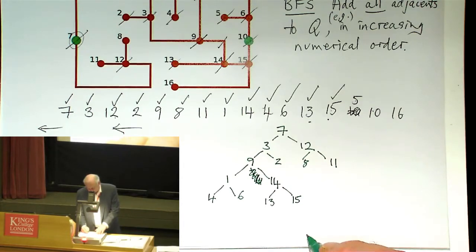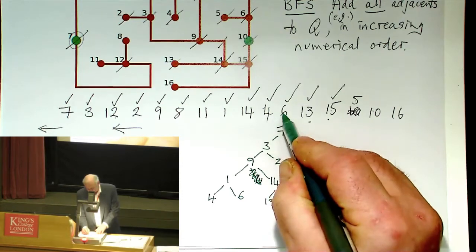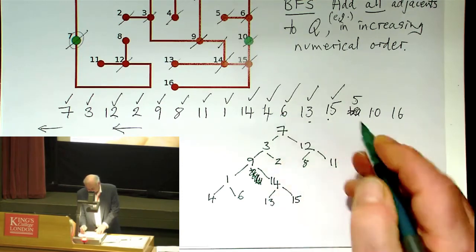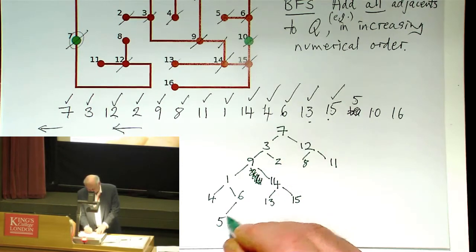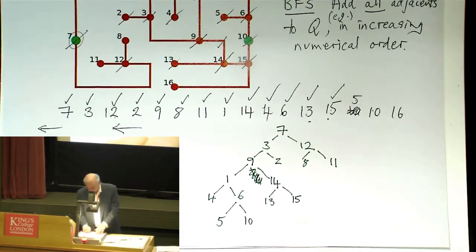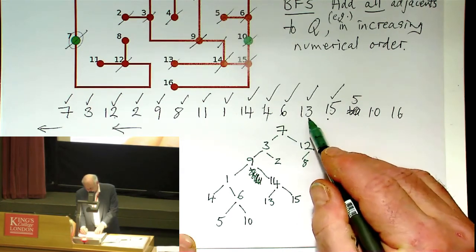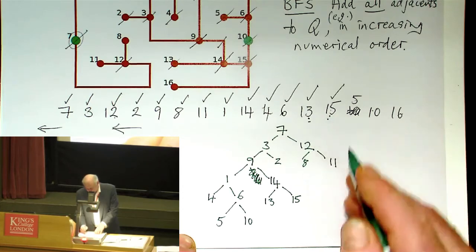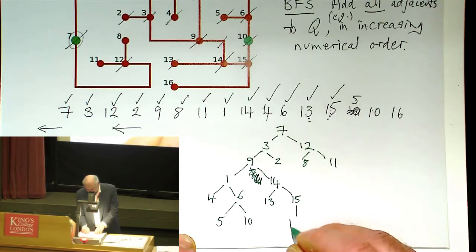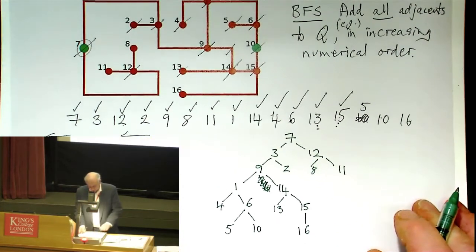And then the 4 was adjacent to nothing. The 6 came after 4, was adjacent to 5 and 10. And the 13 adjacent to nothing, 15 was adjacent to 16. So I think that's the tree there.